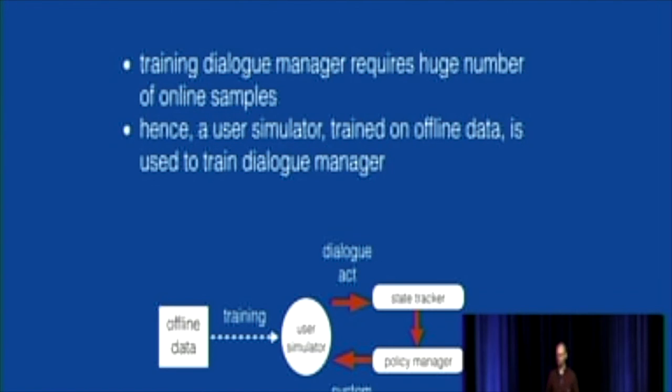So what people typically do is they do the training in 2 phases. They first train a user simulator from offline data, and then they use this user simulator to train a policy manager. So by this 2-step training, you avoid that problem that you need lots of training in the real world. Of course, how to get a good user simulator is also a very challenging problem. So it's not by all means an easy one, but it's more manageable this way.